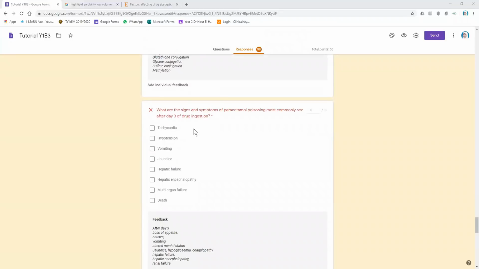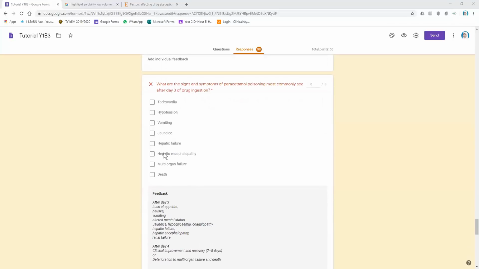Now, what are the signs and symptoms of paracetamol poisoning most commonly seen after day 3 of drug ingestion? Actually, it's a difficult question because you have to tick everything. But again, the correct answers are the signs and symptoms after 3 days, so not only day 3 but also day 4, day 5 and onwards. The answer should be vomiting, jaundice, hepatic failure, hepatic encephalopathy, multi-organ failure and death.